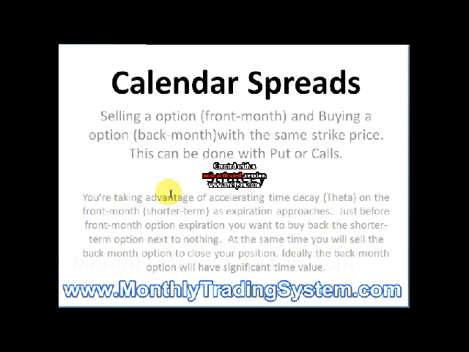The strategy is you're taking advantage of the accelerated time decay, called theta, on the front month short term as expiration approaches. Just before the front month option expiration, you want to buy back the short term option for next to nothing. At the same time, you will sell the back month option to close out your position. Ideally, the back month will have significant time value left.